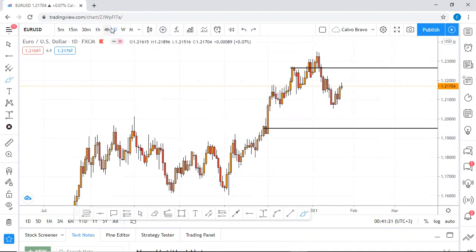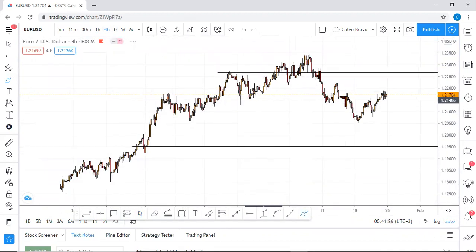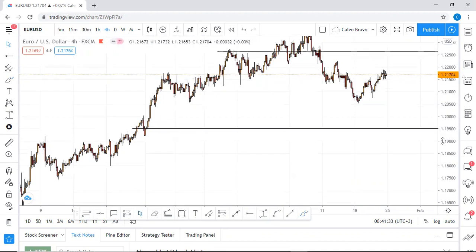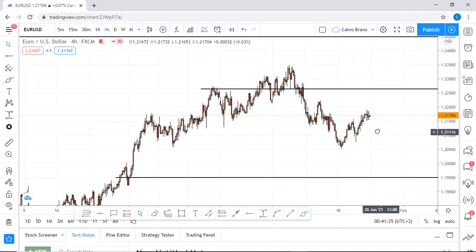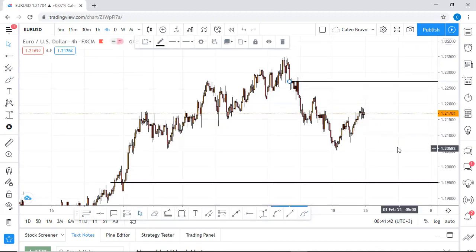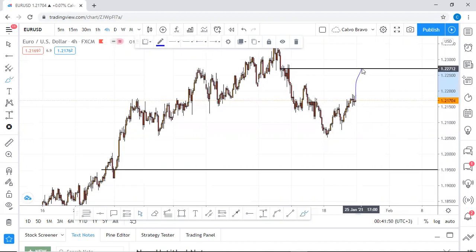Now switching to 4-hour time frame, the time frame in which we take entries. Now we can see a very clear trade over here. We have a strong potential level here, a very strong potential level here, which means price might come up and end up here and drop downward.